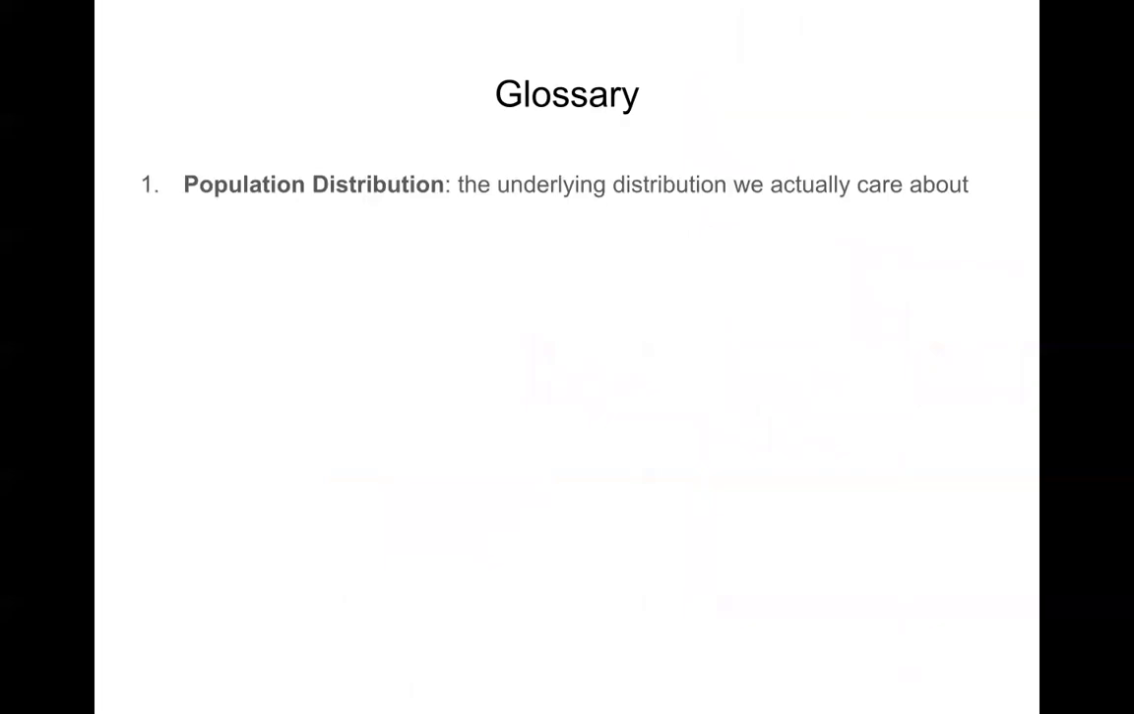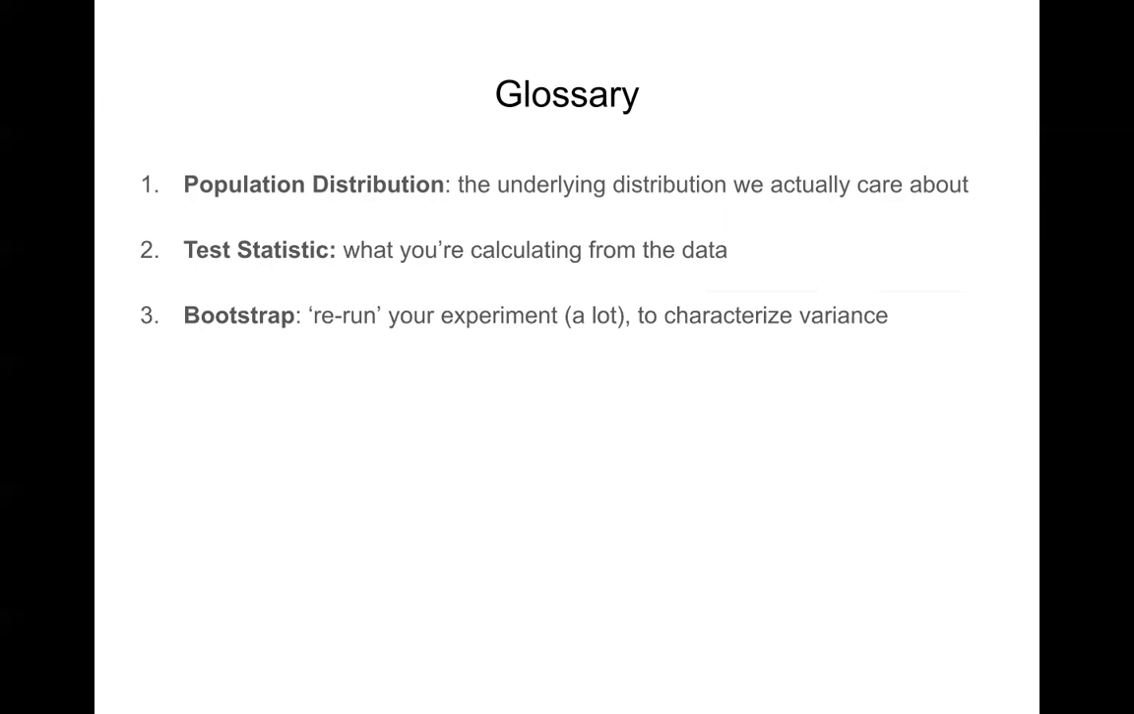So now I want to just recap what we talked about today. The population distribution is what you actually care about. That's your effect. That's the truth. That's why you're collecting the sample data, to make an inference about the population distribution. Your test statistic is what you're calculating: mean, median, standard deviation, fluorescence ratio, interquartile range, and anything that you care about. Bootstrap, we just talked about that.